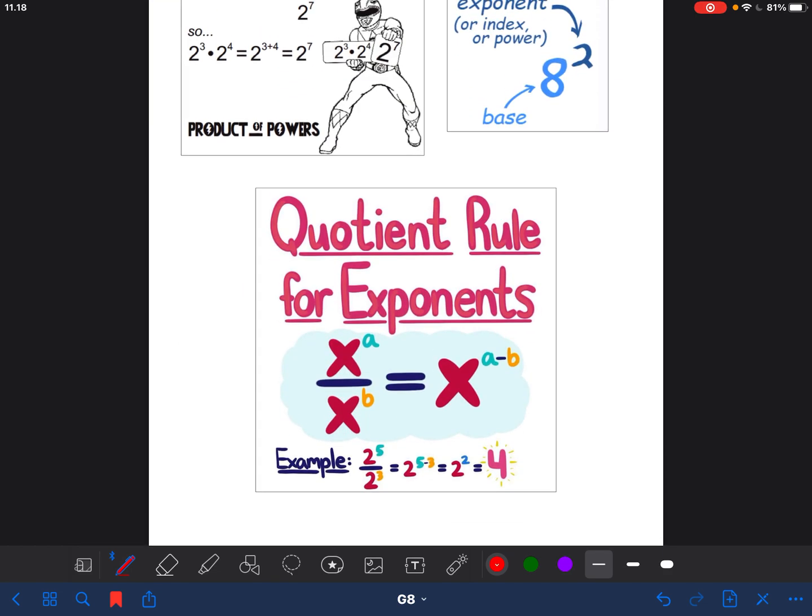In the quotient rule, it meant that if you had the same base but you had different powers and you're dividing, what you do is keep the base and you subtract the powers, the top minus the bottom. So for example, 2 to the power of 5 divided by 2 to the power of 3, keep the 2, 5 minus 3, the top minus bottom. That gives you 2 to the power of 2, which means 4.